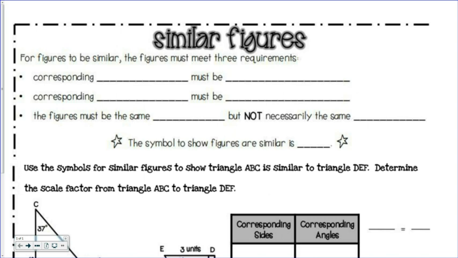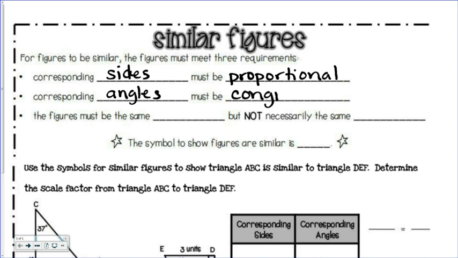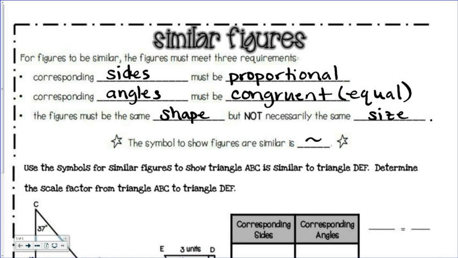So for figures to be similar, the figures must meet 3 requirements. Number 1, corresponding sides must be proportional, which basically means when you set up the ratio of corresponding sides, they have equal ratios, each one. Number 2, corresponding angles must be congruent, and congruent means equal. And number 3, the figures must be the same shape, but not necessarily the same size. The symbol to show figures are similar is a little squiggly.